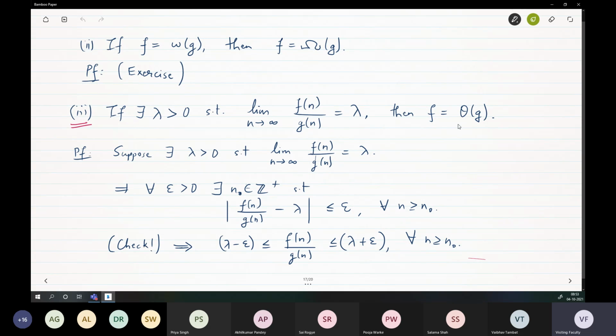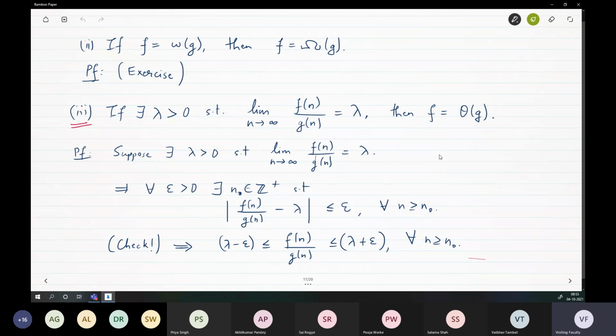And now here is an interesting thing. How do you check if f is theta of g? One way is to show that f is big O g and f is big omega g. Another way is this test. Okay. If you find that for f of n by g of n, for some reason, the limit of this ratio is easy to check, and you can show that this limit is a positive number lambda, not 0, not infinity, but a positive number lambda, then f will be theta of g.